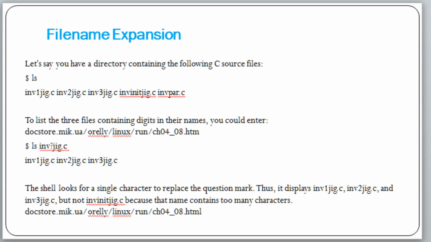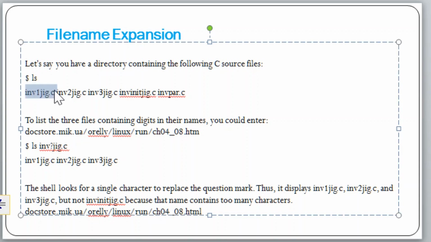So we have some examples here. Let's say you have a directory containing the following C source files. We do ls. This is kind of hard to read here, but we see we have this C file, this C file, this one, and this one.